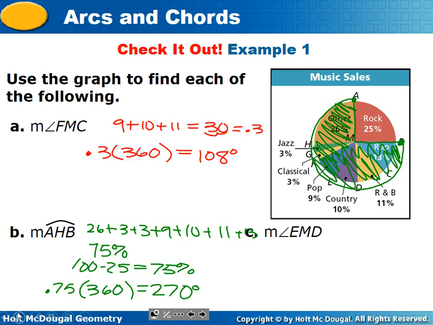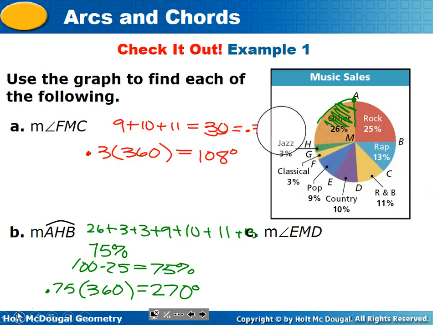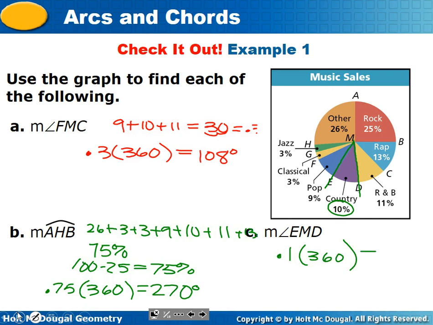All right, so our last one that we're supposed to find here is the measure of angle EMD. So down here, I'm again going to draw these sides, E to M, M to D, and I notice that that's 10%. So we're going to multiply 0.1 times 360, and that is 36 degrees. So probably the biggest challenge in this is making sure that we draw our arcs and our angles properly so that we can figure out what percentages they actually map to.